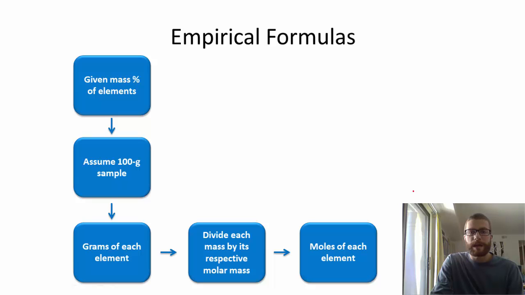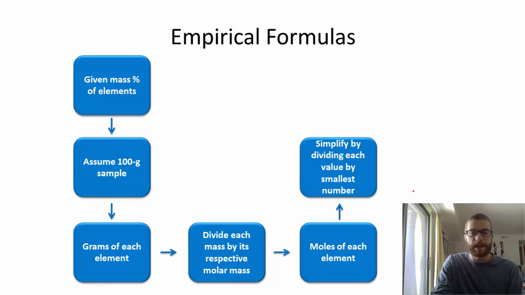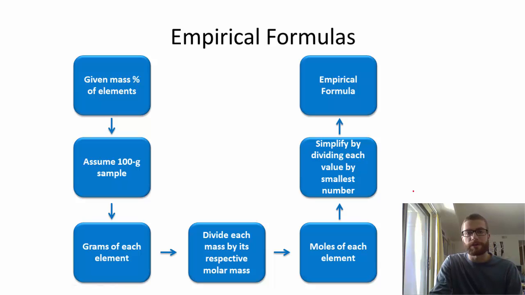Now we have maybe several elements we're working with for our formula. We don't know the formula yet, but we know how many moles there are of each. Well, what we need to do is create a mole ratio between them. To do that, we're going to divide each value by the smallest number we found. That ratio is then going to give us the empirical formula. So if you need to pause for a moment, jot down this flow chart here to help you, go ahead. Otherwise, we'll get started on a problem.